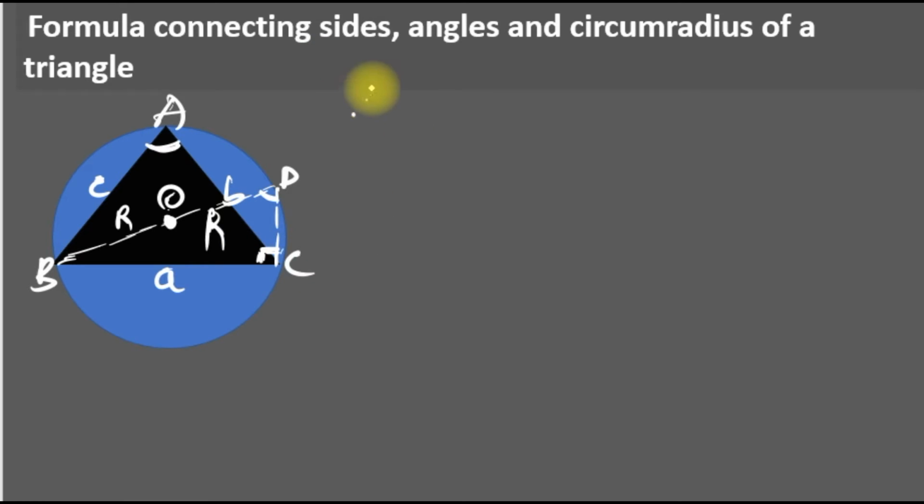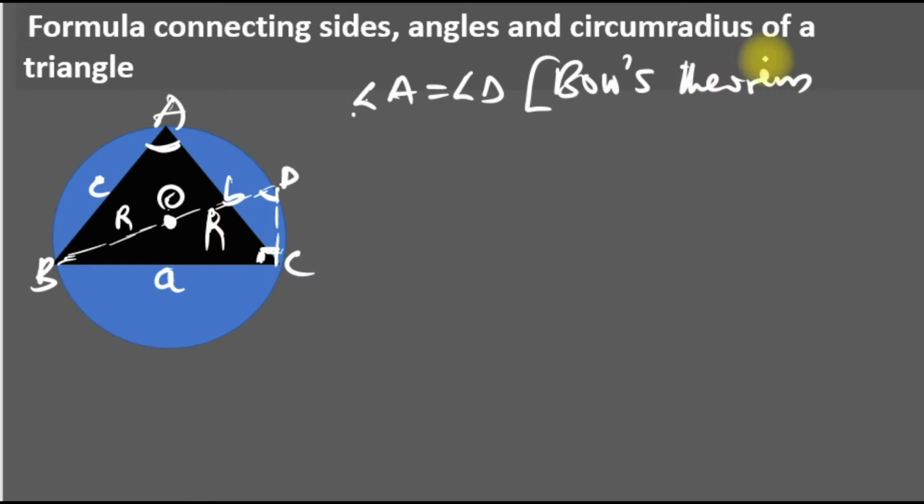So I'm saying that angle A is equal to angle D by the Bow's theorem. Bow's theorem, that's angles at the circumference are equal. That's this angle and this and this. Or angles in the same segment are equal. So that's Bow's theorem.